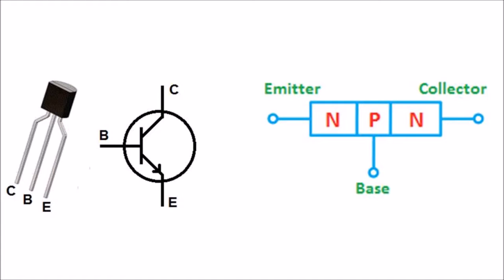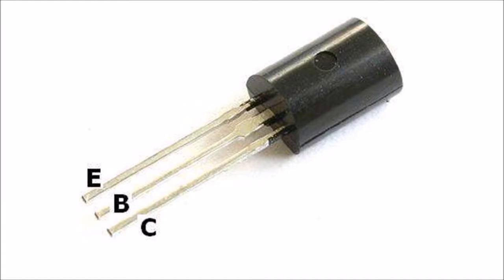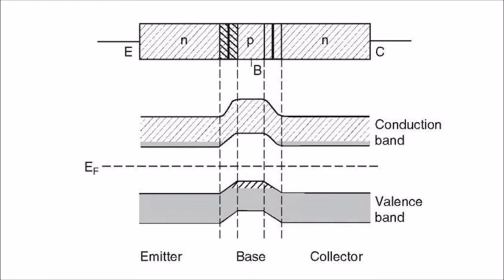The NPN transistor has three terminals. They are emitter, base and collector. The emitter terminal is connected to the left side N-type layer. The collector terminal is connected to the right side N-type layer. The base terminal is connected to the P-type layer.